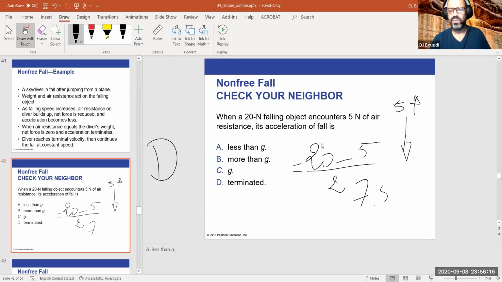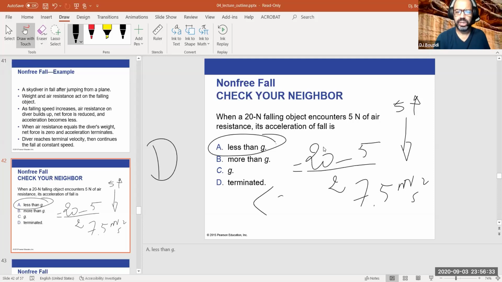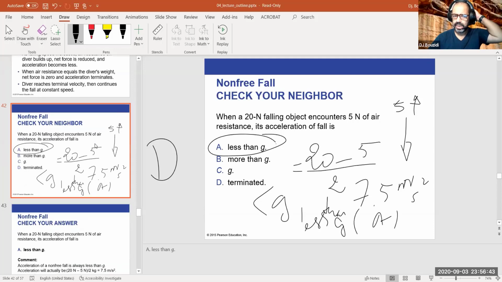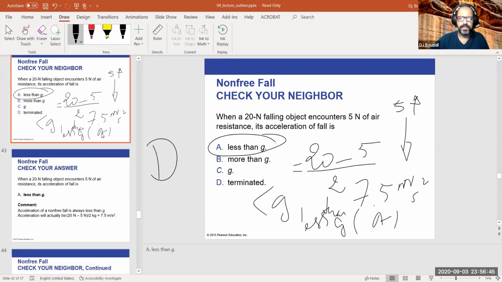It's 7.5 meter per second squared, and that is actually less than g. So it should be the correct answer. It should be less than g. So this is the correct answer that you're going to plug in later on for the discussion. So the second question is A, or less than g. You actually write it verbose, less than g, or you write it A, okay? Parentheses. So this is the second question. We still are not done, okay?